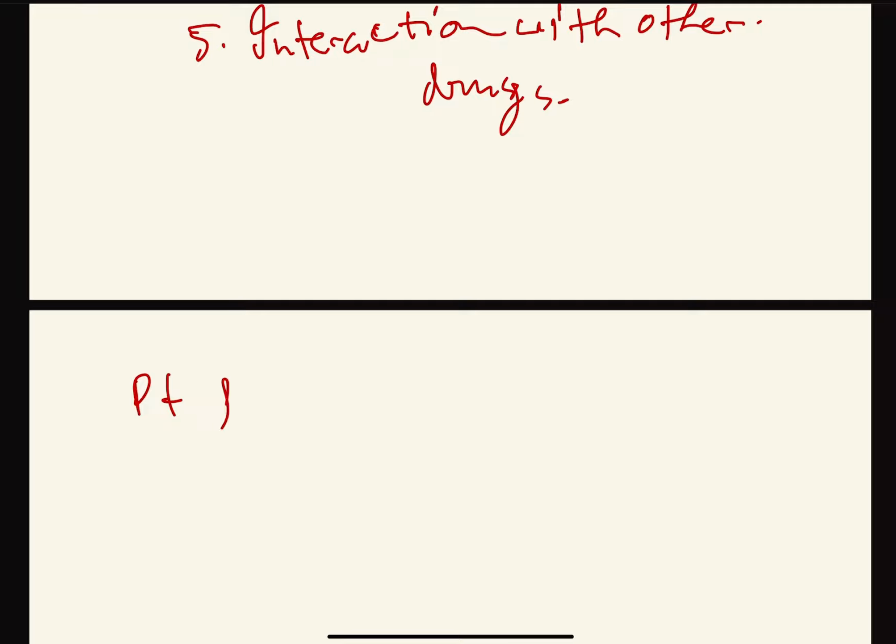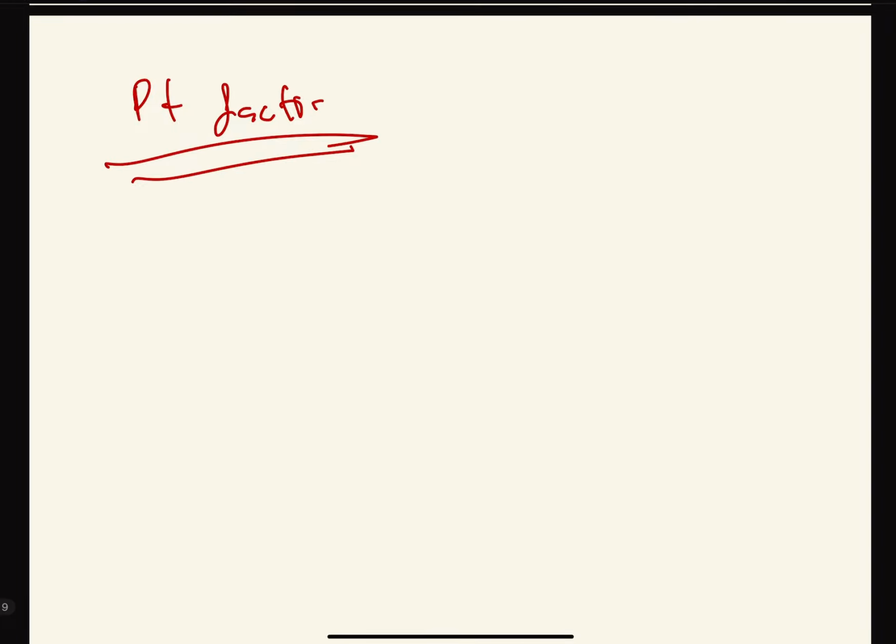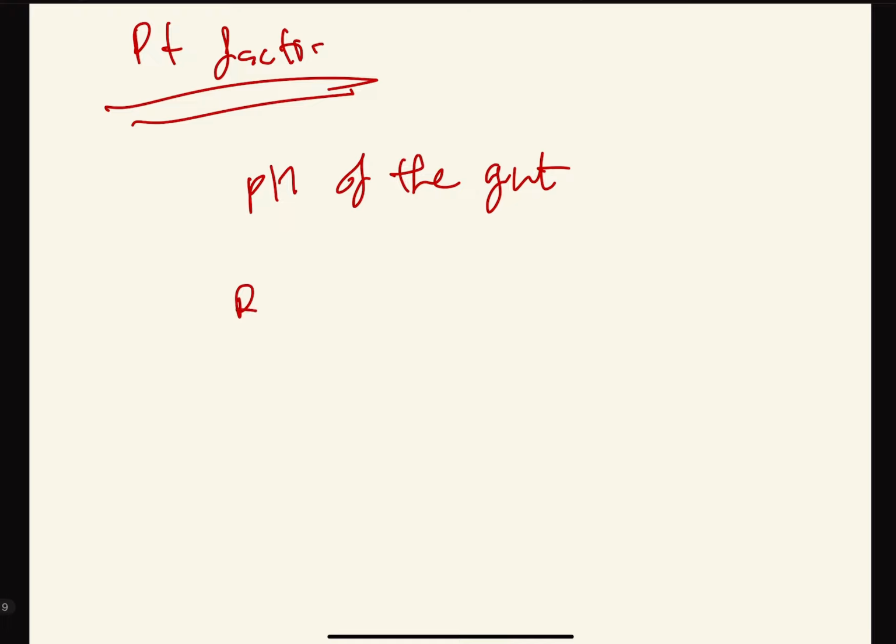Then we have to talk about the patient factors. So what are the patient factors that affect the absorption of the drug? It can be the pH of the gut. So if the pH of the gut in the patient is more acidic, weak acid drugs or acidic drugs will absorb more, but the basic drugs will absorb less. Then there is the rate of gastric emptying time.